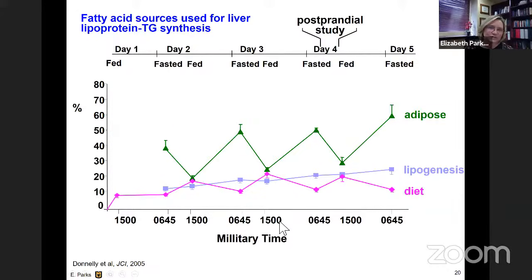The other thing that was quite striking to me is that the pool of lipogenic fatty acids in the liver was quite large in these patients, and it was turning over extremely slowly. It seems like there is some compartmentalization of different fatty acids in the liver.